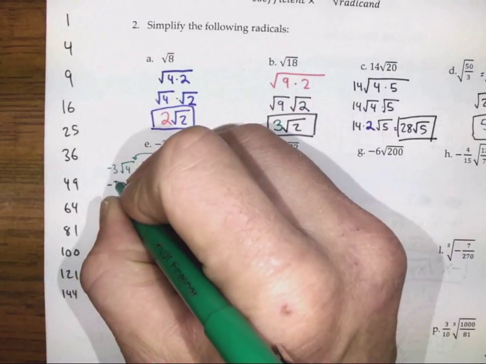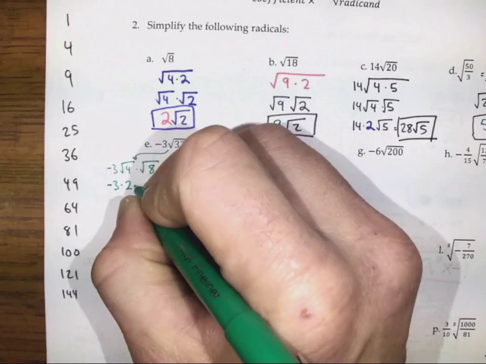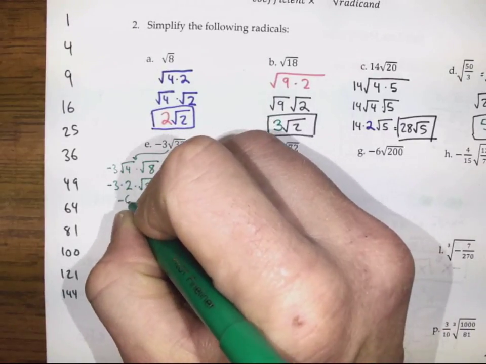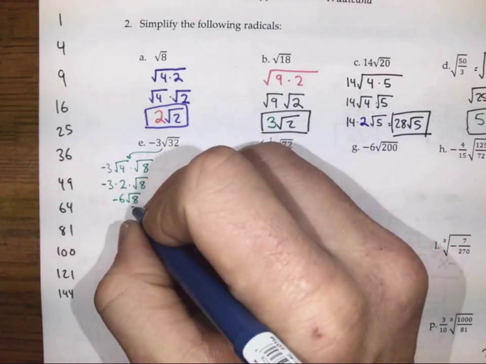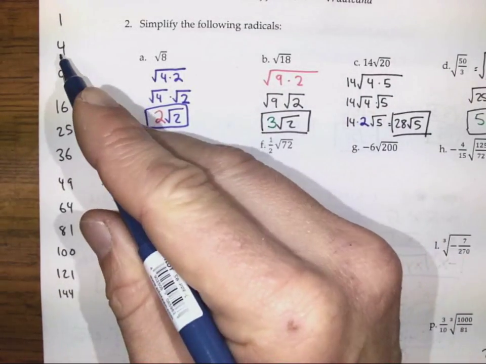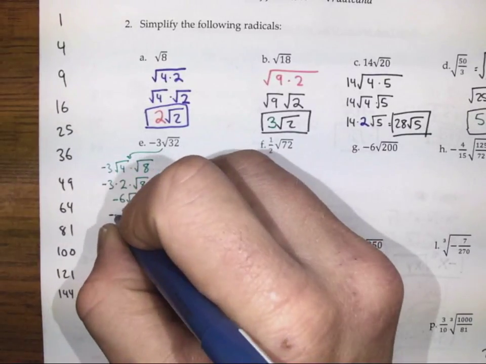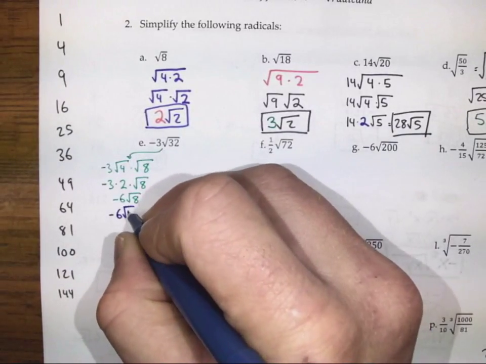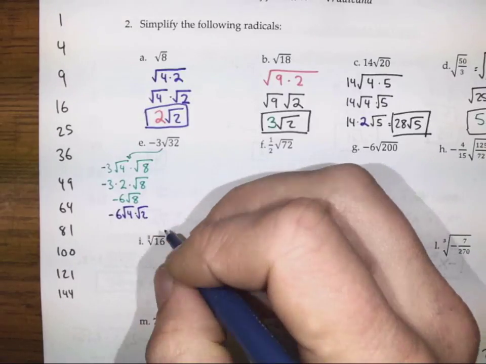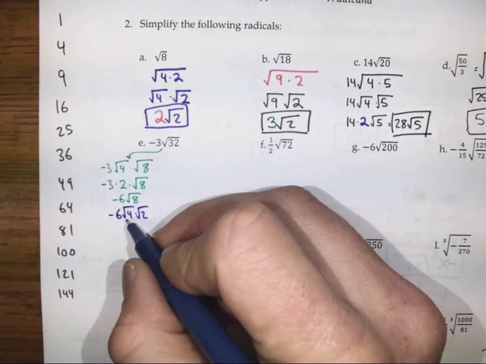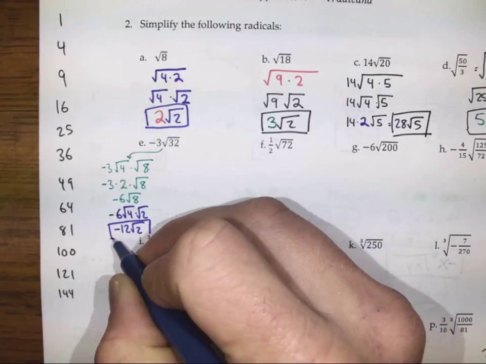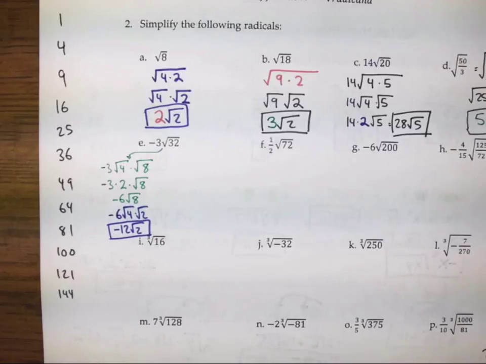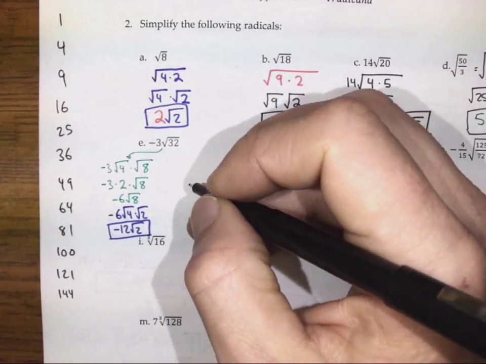All right, so it's going to become negative 3 times root 4 is 2 times root 8, or negative 6 root 8. But then, if I'm looking closer, I might notice root 8 can also be written as a product of a perfect square. So I've got negative 6, and I can say root 4 again times root 2, or negative 6 times 2. So that's negative 12 root 2. I skipped another step there. Okay, so that's fine, but that required 2 steps.